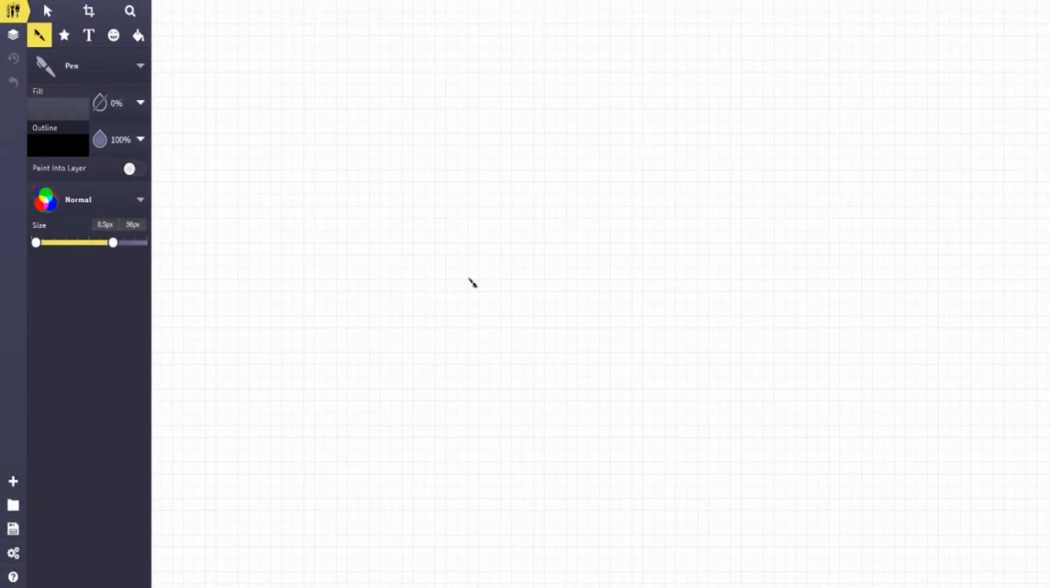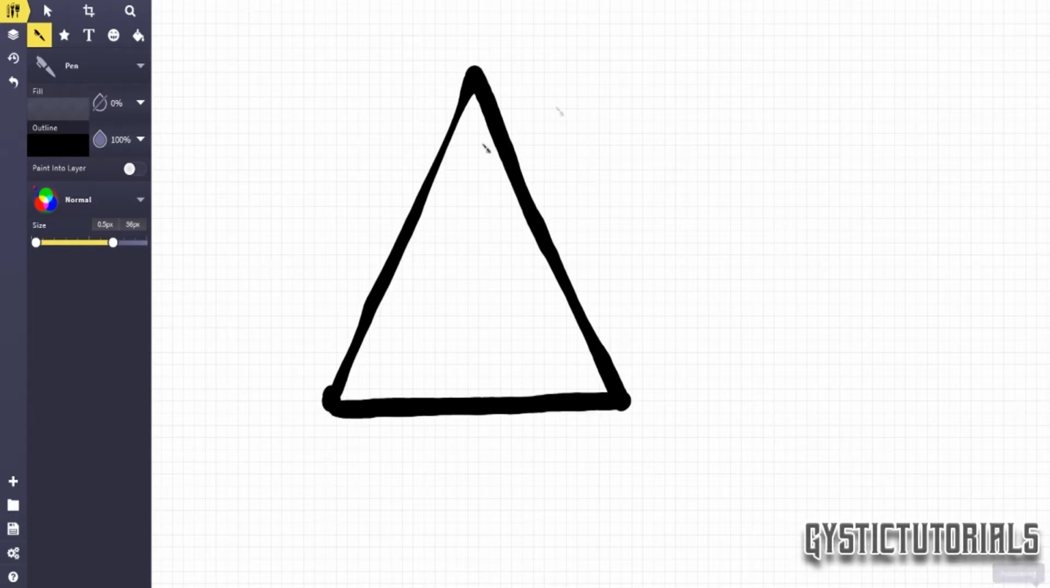Today I'm going to be showing you guys how to find the area of an isosceles triangle. Let's get into it. Okay, so this is an isosceles triangle.